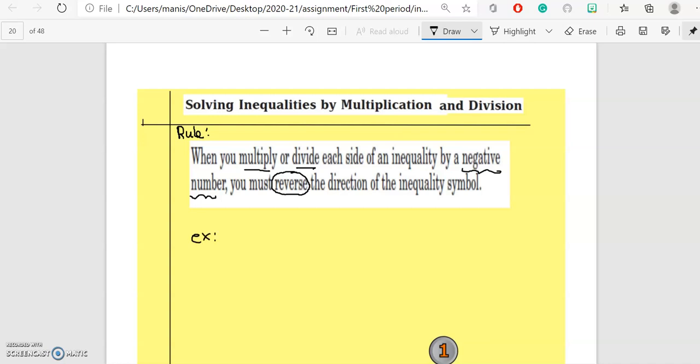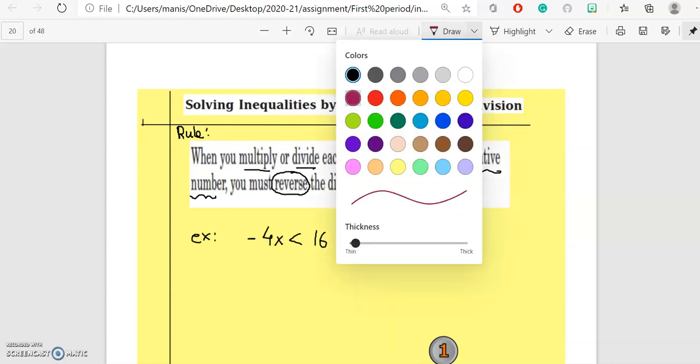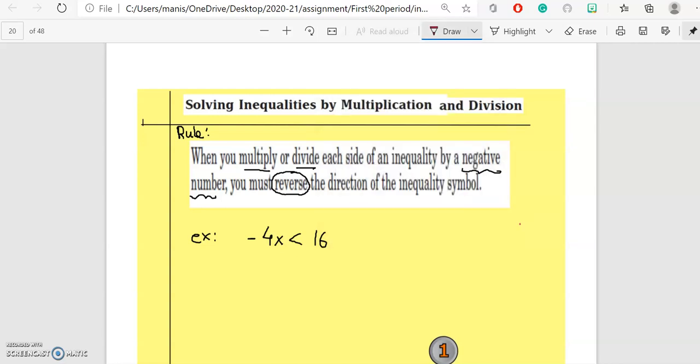Let's take an example. I have negative 4x is less than 16. So how will I solve this inequality? It says negative 4 times x, so I will divide by negative 4 on both sides.